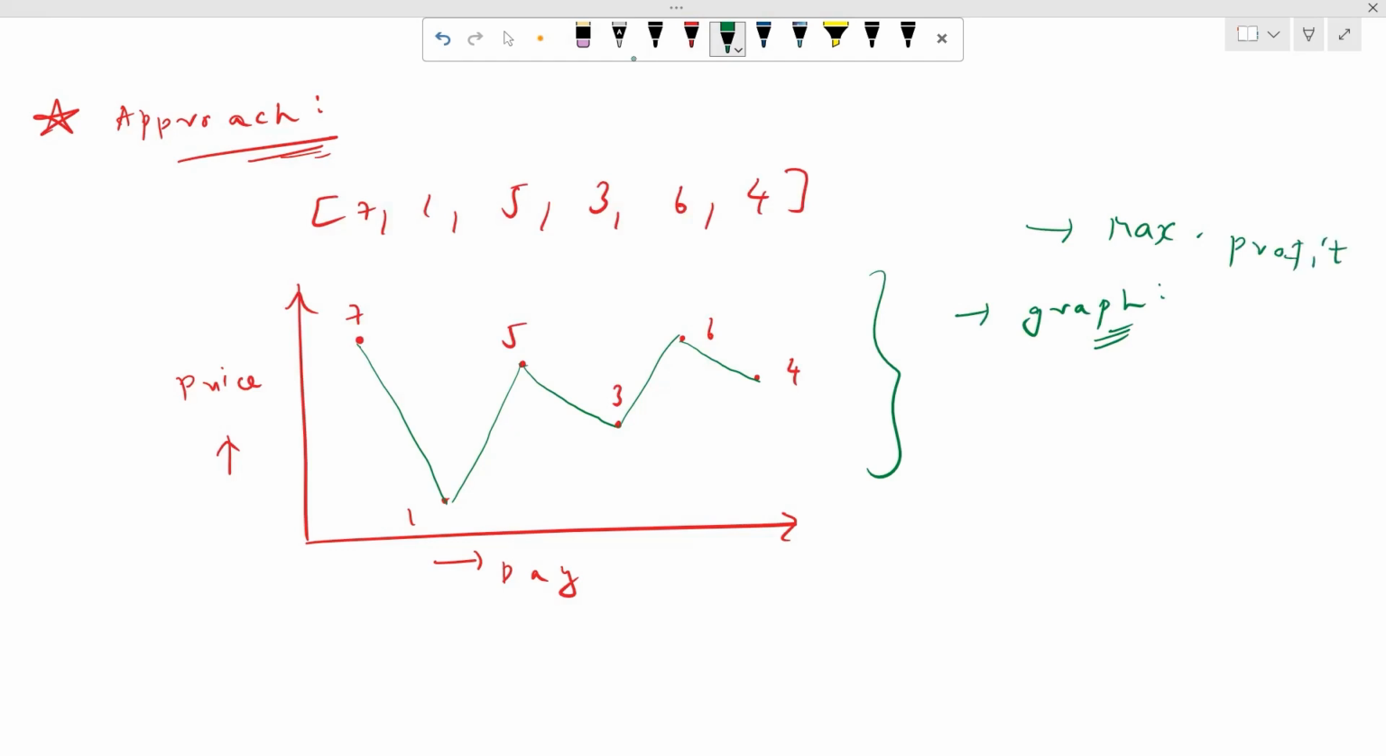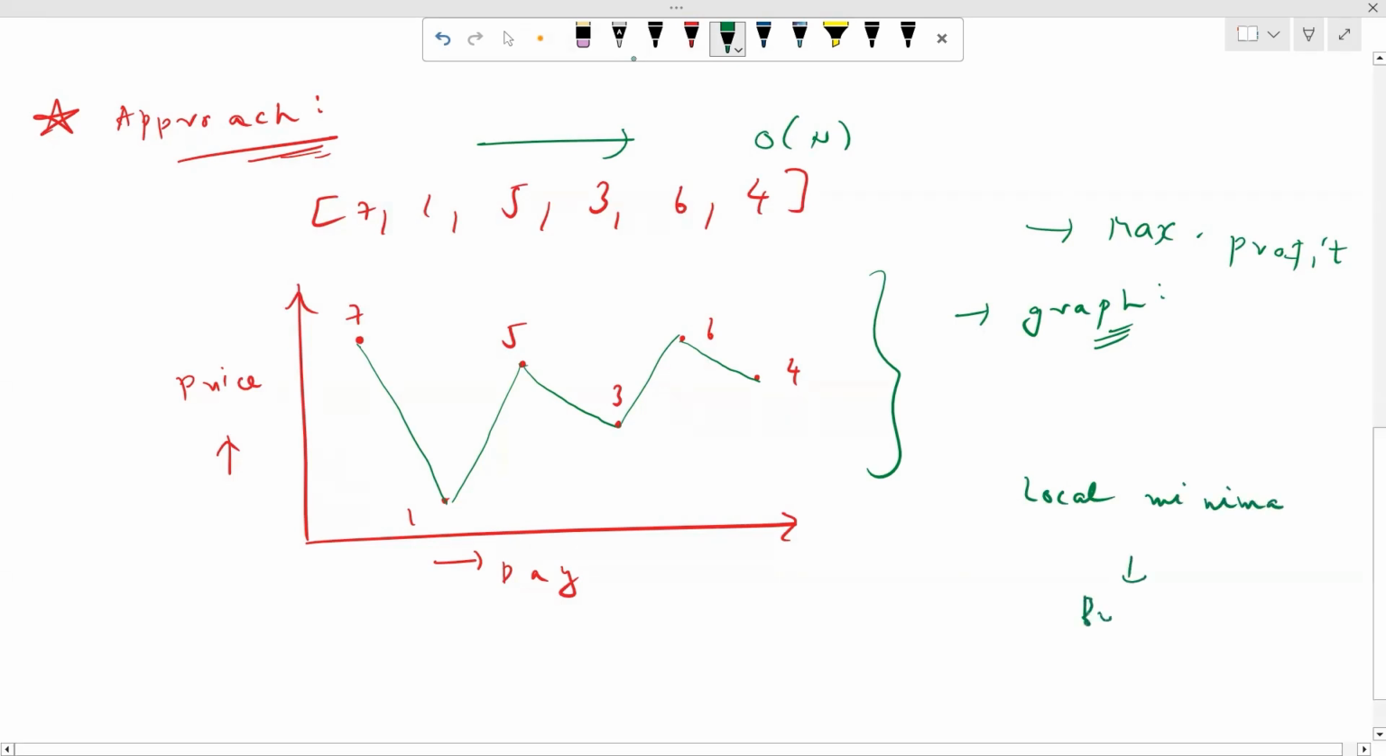And we need to keep this in mind whenever we try to get the optimal solution. We just need to traverse over the array only once, right? Now, as you can see, whenever there is a local minima, then you need to buy the stock. And whenever there is a local maxima, then you need to sell them.